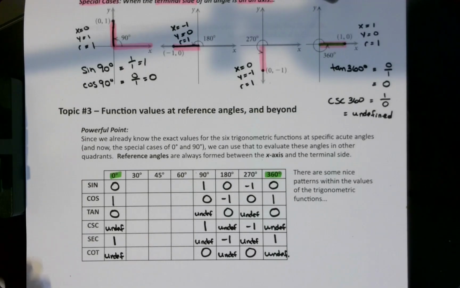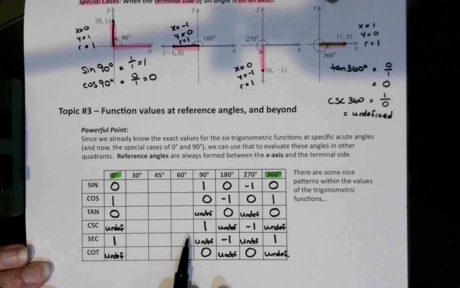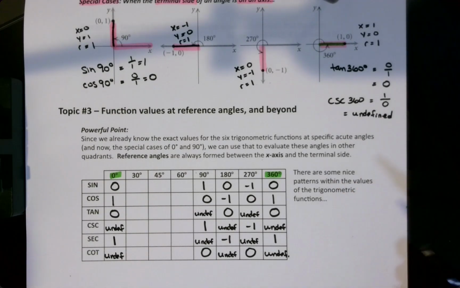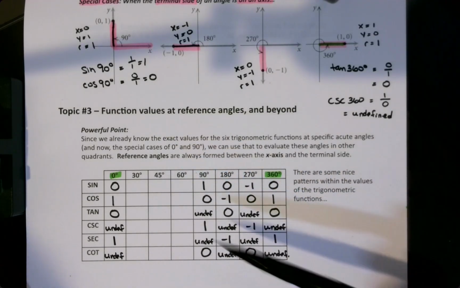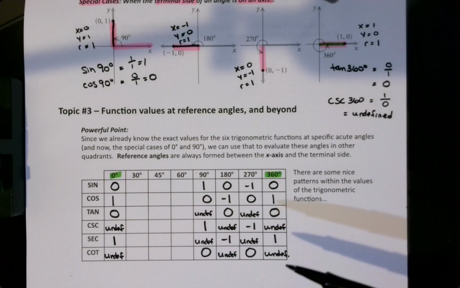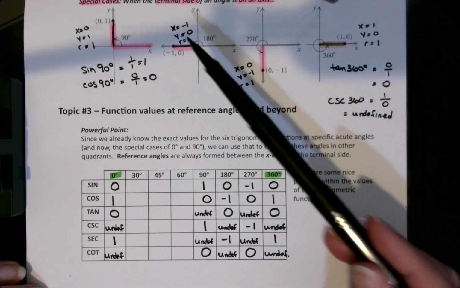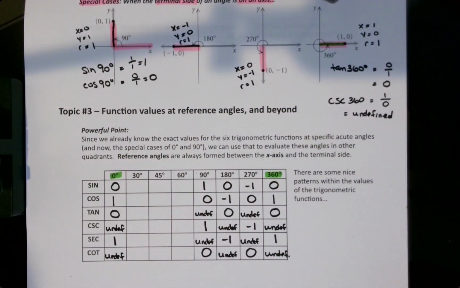Okay, so before we get into, again, the 30, 45, 60, which we already saw previously, let's look for some patterns right here with our terminal side on an axis. We notice that the answer is either 0, 1, -1, or undefined for all of these because our ratios are built out of the numbers 0, 1, and possibly a -1. Okay, so there are some nice patterns with these.